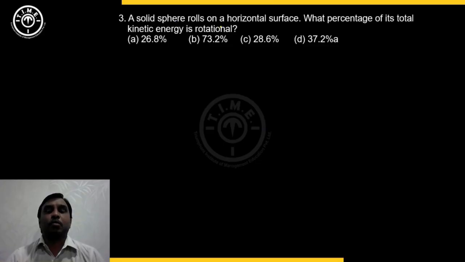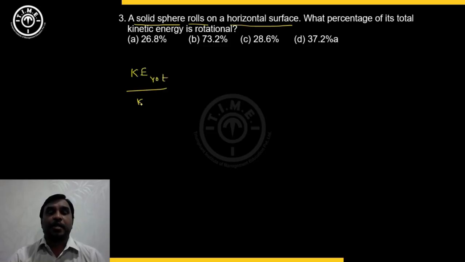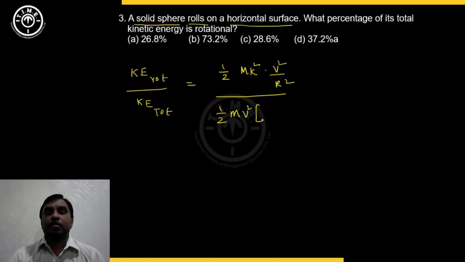A solid sphere rolls on a horizontal surface. What percentage of the total kinetic energy is rotational? Meaning, it is asking what fraction of the total is rotational kinetic energy. That is what he asked. So you can write half I, which is m k square, times v square by r square, as the rotational kinetic energy, divided by the total energy, which is half m v square into 1 plus k square by r square.